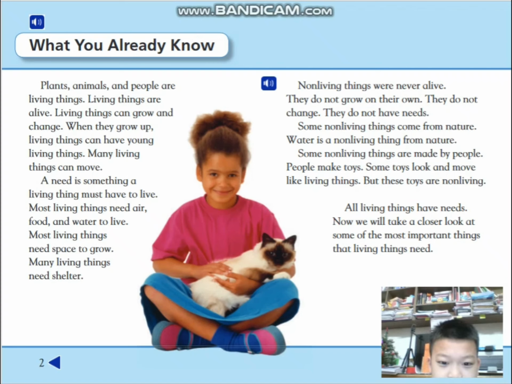When they grow up, living things can have young living things. Like a female cat has a baby cat. Then the baby cat is a young living thing. Many living things can move. We can walk and do some actions, and animals do too, and so do plants.